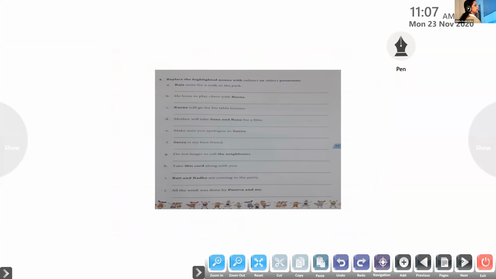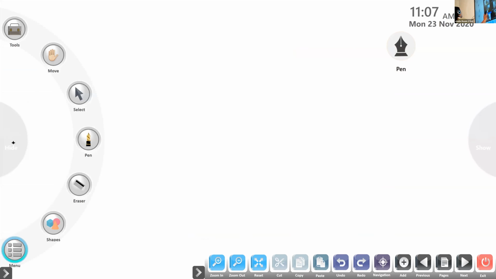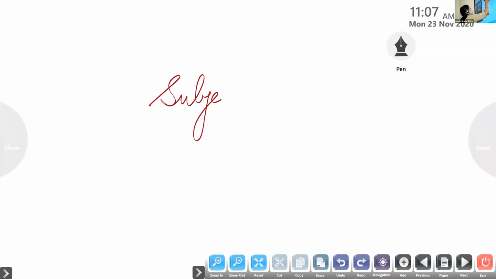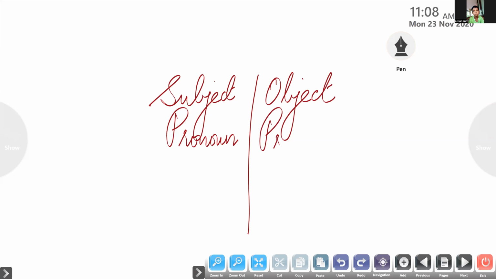So before doing these exercises, children, let's move on to the table first. Let us do the exercise first and then we'll move on to the table. Okay, so here, I've already sent this table for you. The subject pronoun. All of you, please do look at it. The subject pronoun. The object pronoun. Okay, so subject pronoun and object pronoun. All of you, please do look here.